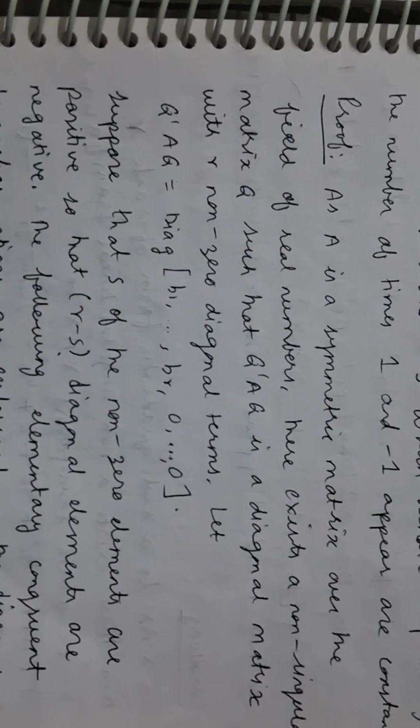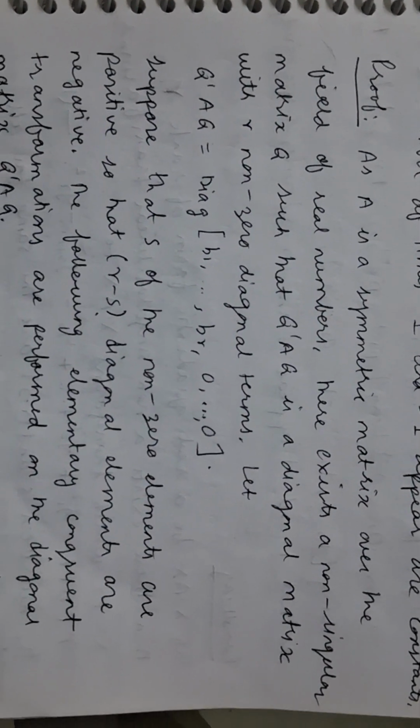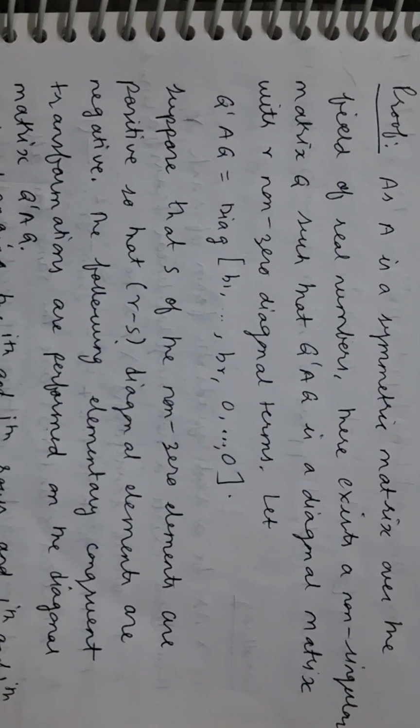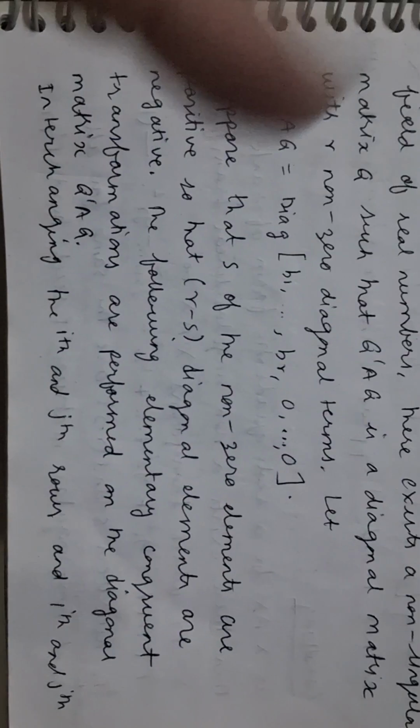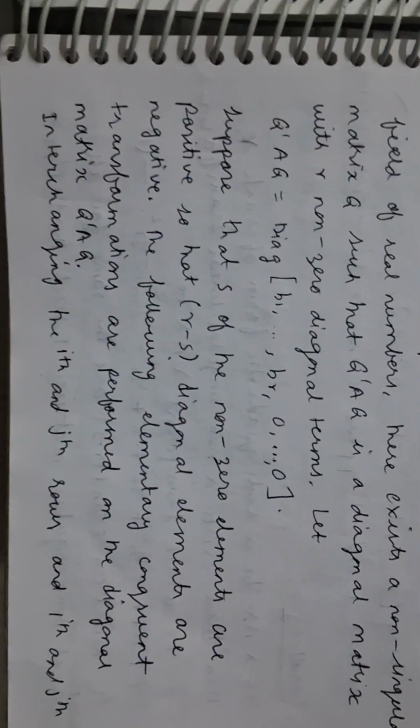So to prove this, A is said to be a symmetric matrix over the field of real numbers. Therefore, there exists a non-singular matrix Q such that Q transpose AQ is a diagonal matrix with R non-zero diagonal terms. Let Q transpose AQ be equal to this diagonal matrix, that is B1, up till BR elements, and the rest are 0.